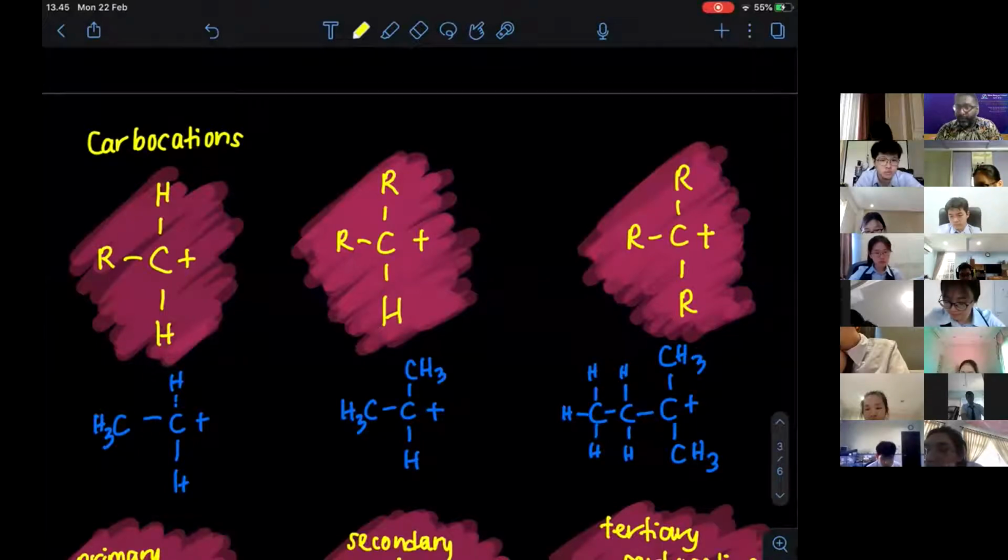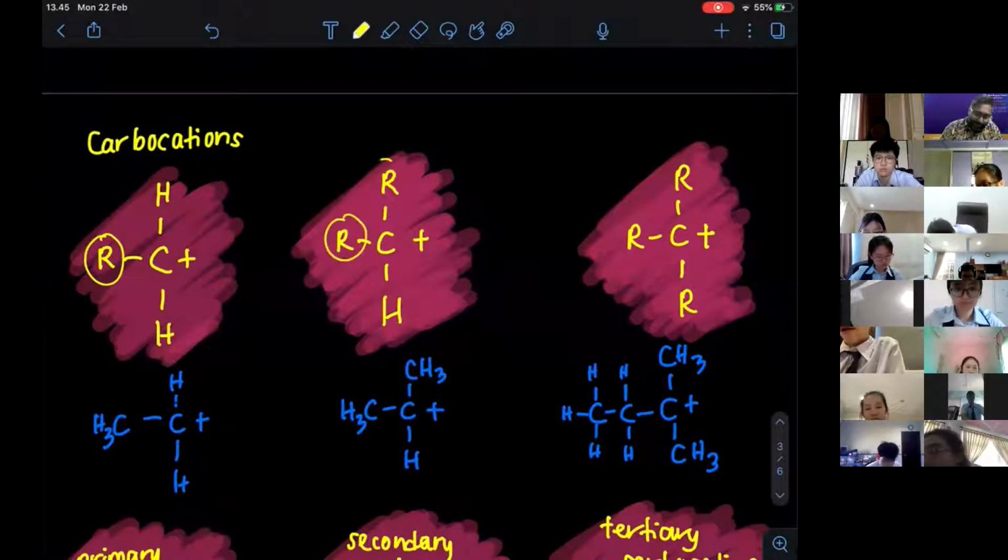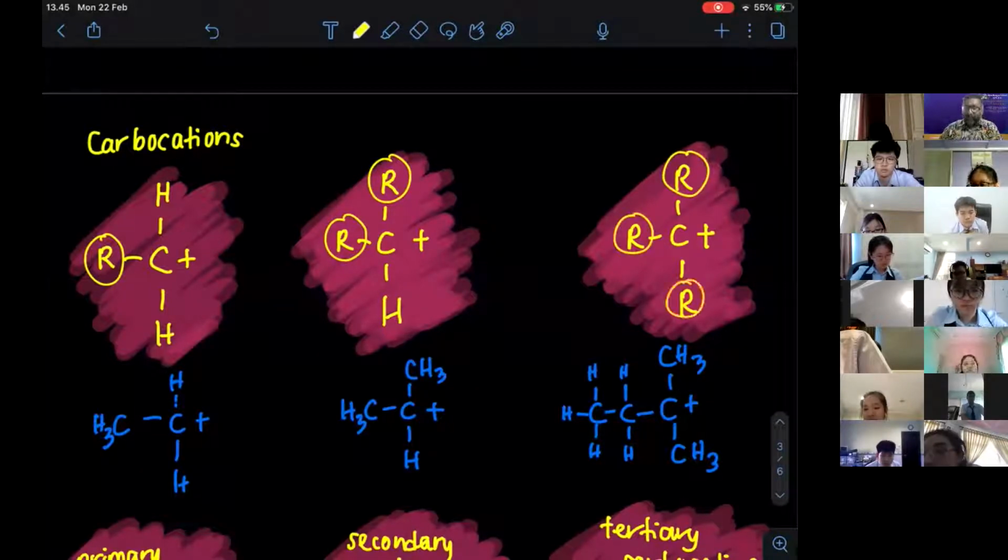There are three types of carbocations. They are called primary, secondary, and tertiary. Primary is when you have one R group attached to the carbon that has the positive ion. Secondary has two R groups attached to the carbon. And tertiary is when you have three R groups attached to the carbon that has the positive ion.